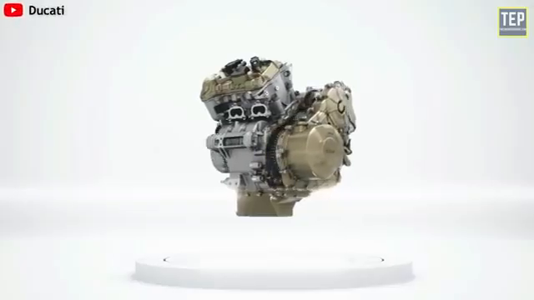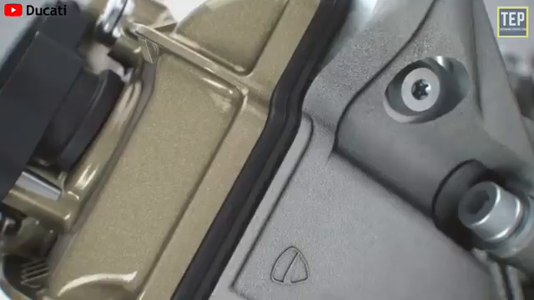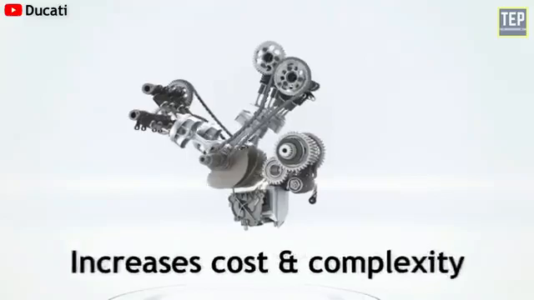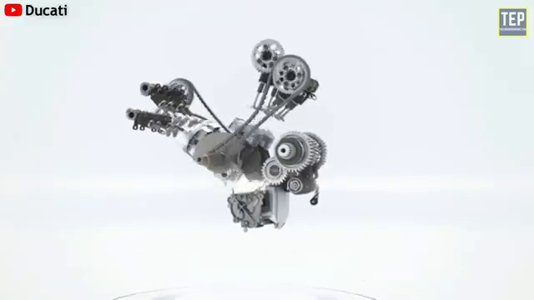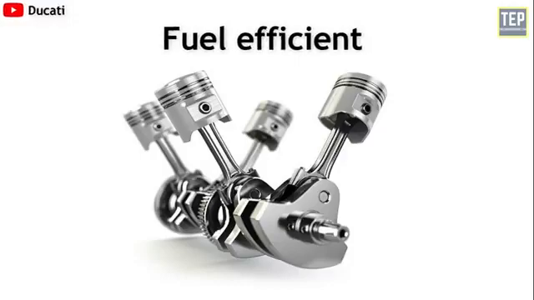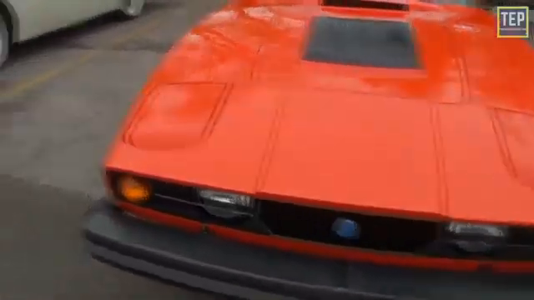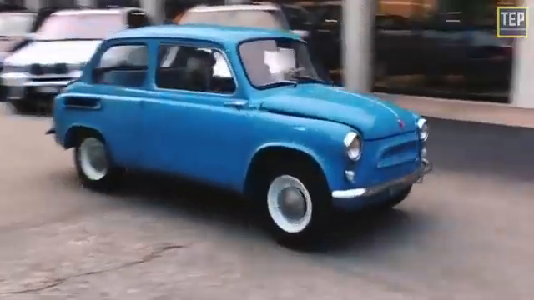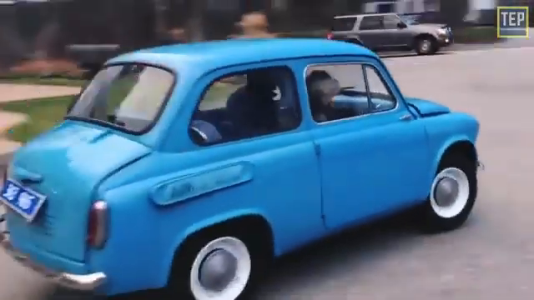Disadvantages of V4 engines include its design being inherently wider compared to inline-4 engines. Having two separate banks of components increases cost and complexity. Four-cylinder engines tend to be fuel-efficient and are a great buy if you are looking for a small and reliable car. These engines are commonly found in smaller, compact cars, which are easier to maneuver and park.